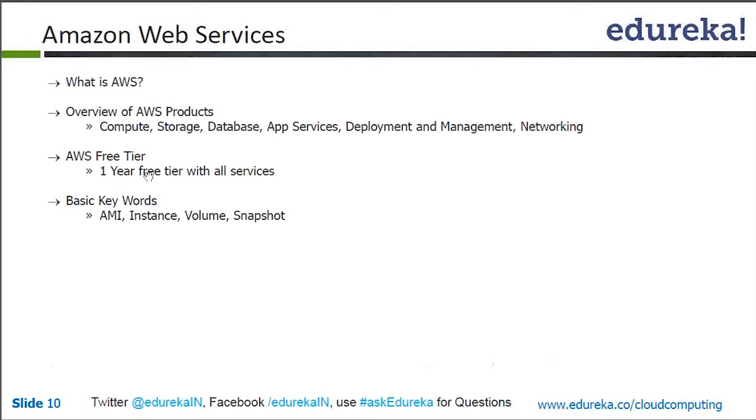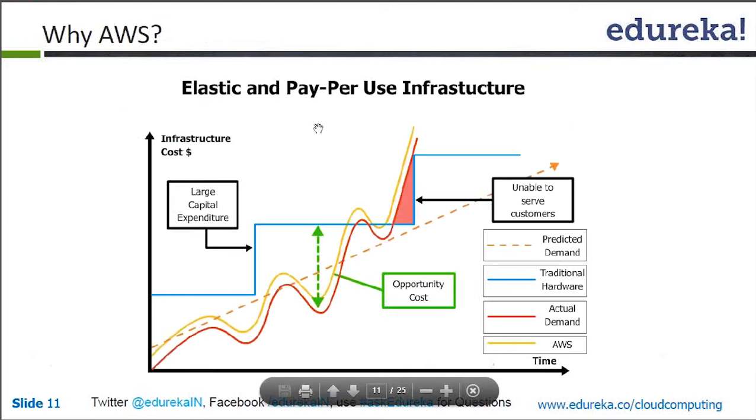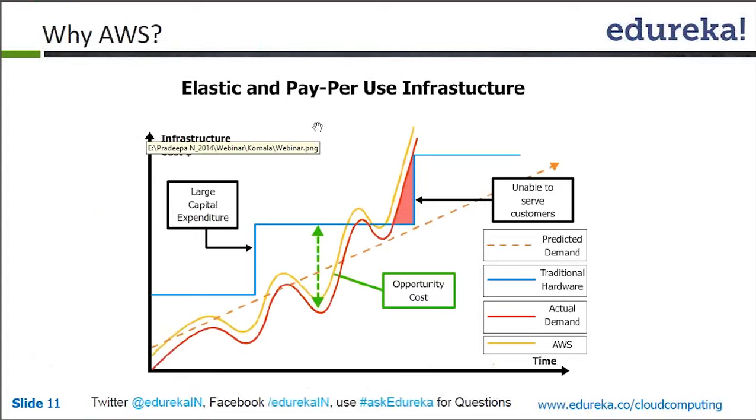You can run a server of 1 GB capacity free of cost. You can do that, and I'll give an introduction to a few of the basic keywords like AMI, instances, volume, snapshot as a part of the demo. As I was explaining, whenever I need more elastic features and pay-per-use infrastructure, I'll be using AWS. Before starting, let me quickly check, are there any questions?